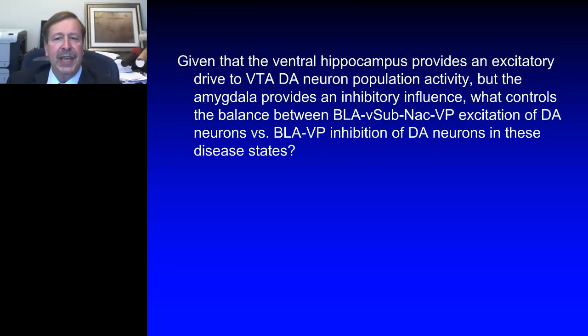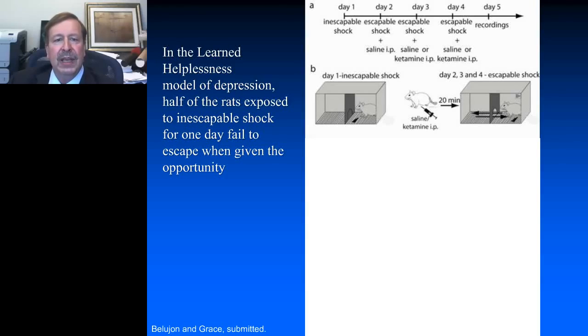Given that the ventral hippocampus provides an excitatory drive to the dopaminergic neurons, but the amygdala provides an inhibitory drive, what controls the balance between this excitation and inhibition? In order to address this, we used a much more rapid way of inducing a depressed state in animal models. This is the learned helplessness model, something that was actually developed by Seligman more than 50 years ago.